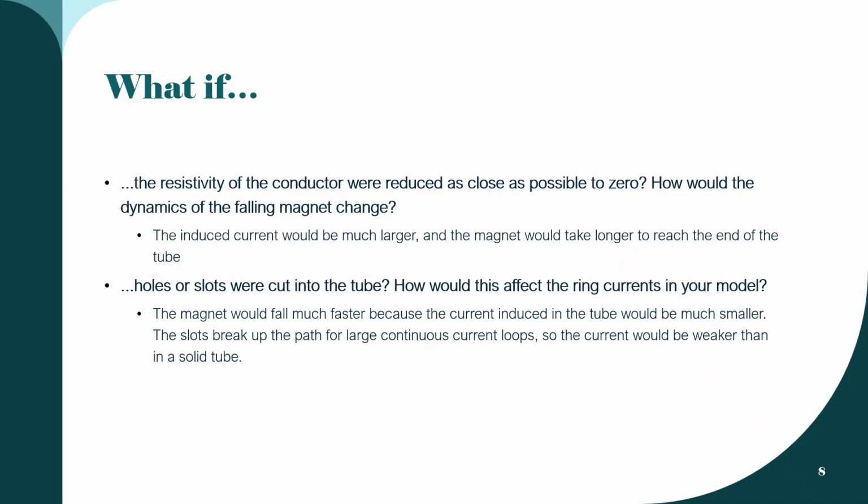And then what if holes or slots were cut into the tube? How would this affect the ring currents in your model? The magnet would fall much faster because the induced current in the tube would be much smaller. The slots would break up the path for large continuous current loops, so the current would be weaker than a solid tube, and our model wouldn't have one continuous loop. It would have broken segments of loop, and with the breaks falling at the position of the holes in the tube.